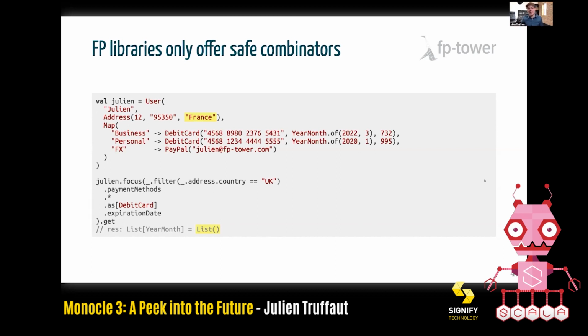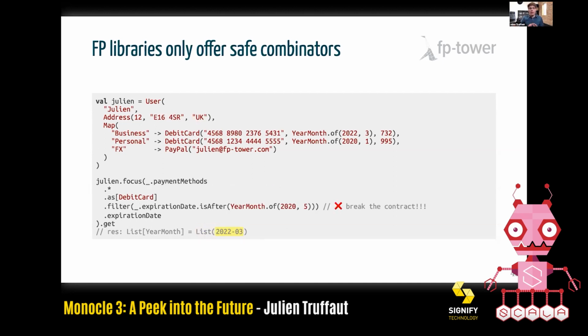But it turns out that in some cases, it breaks the contract that optics offer. Let me walk you through this counterexample. It's a bit involved, but let's try to go through it. Now let's say, instead of filtering on the country, we're going to filter on the expiration date. We say we only want the debit cards that have an expiration date after May 2020.